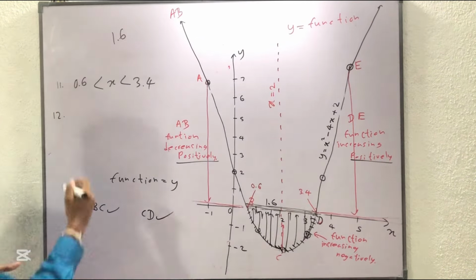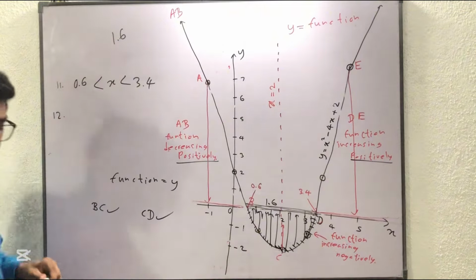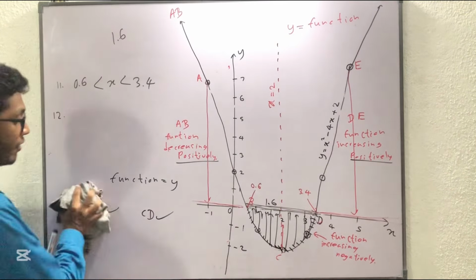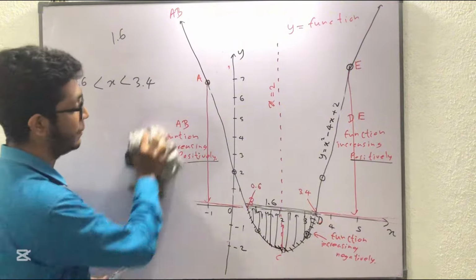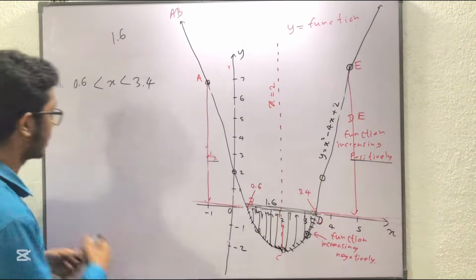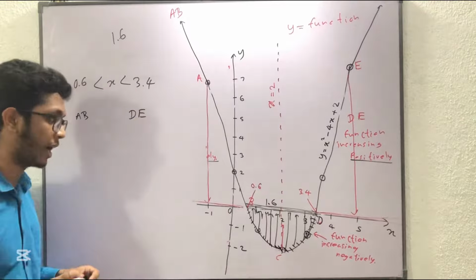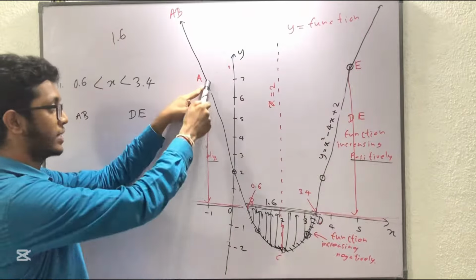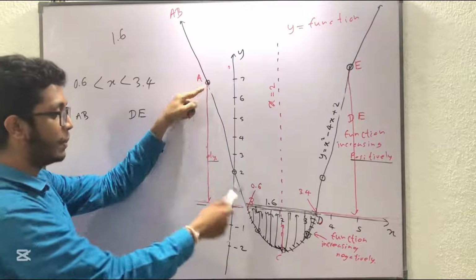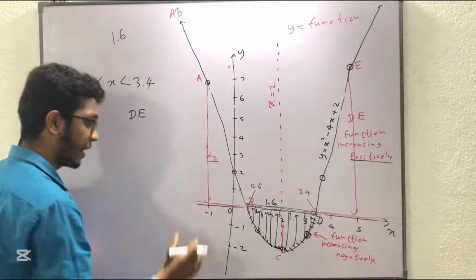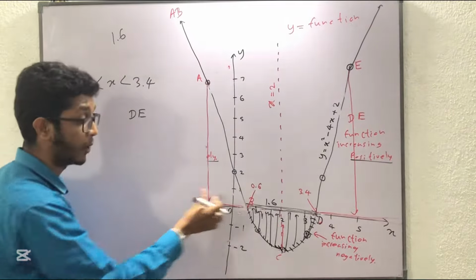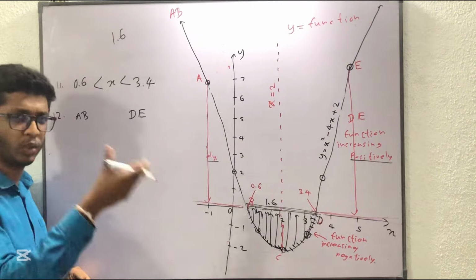So when answering question number 12, we have to consider the AB part of the graph and the DE part of the graph. So I am considering the AB part and the DE part. If I write the x value range of this AB part, I can write x greater than -0.1 and less than 0.6. How do we write the range?